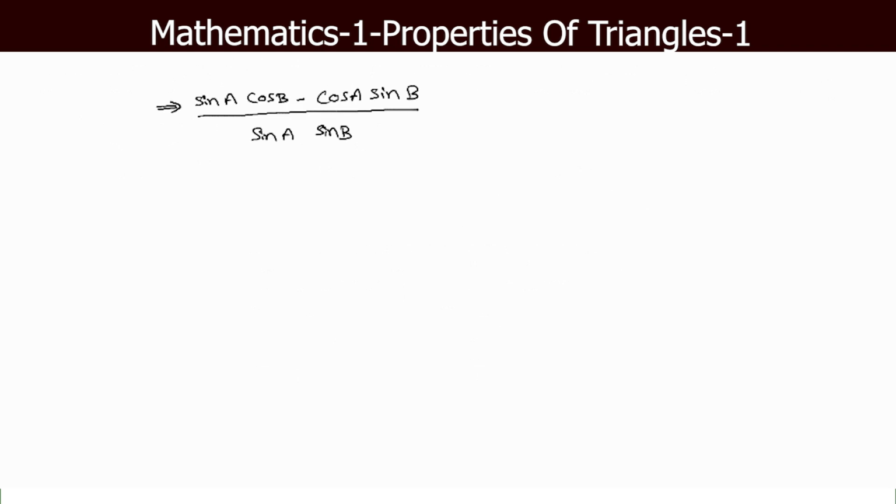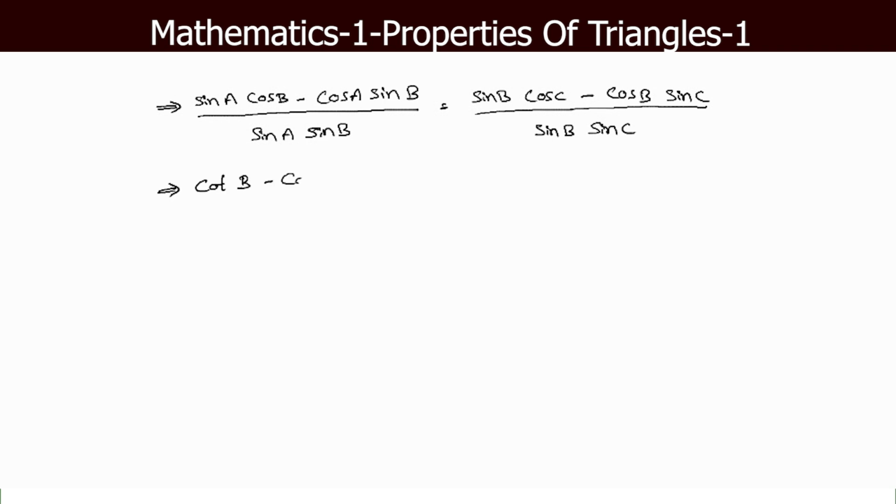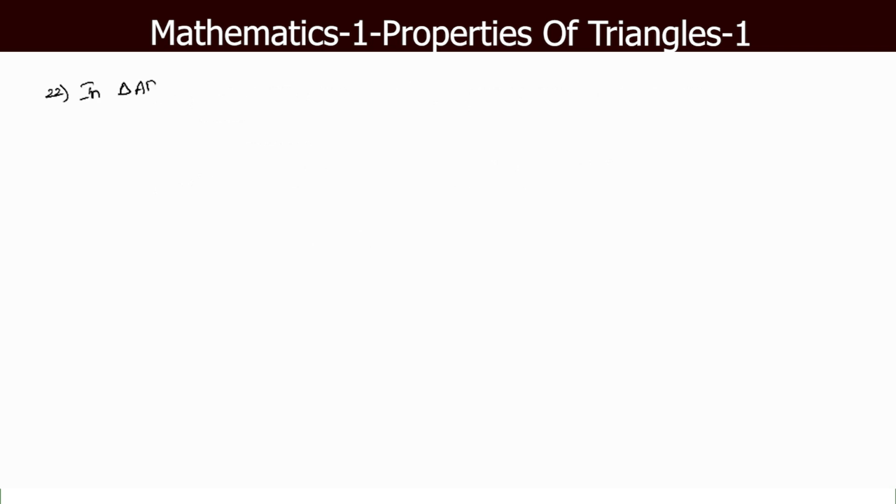So, now expand it, sin(A − B). Sin A cos B minus cos A sin B by sin A sin B is equal to sin B cos C minus cos B sin C by sin B sin C, which shows that cot B minus cot A is equal to cot C minus cot B, or 2 cot B is equal to cot C plus cot A. So that cot A, cot B, cot C are in AP. Option number 2.